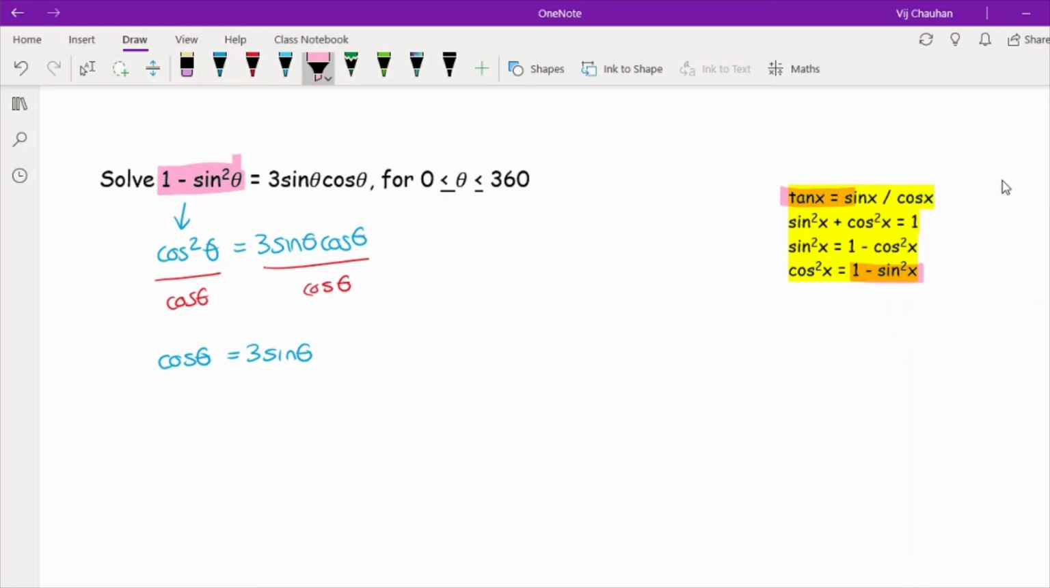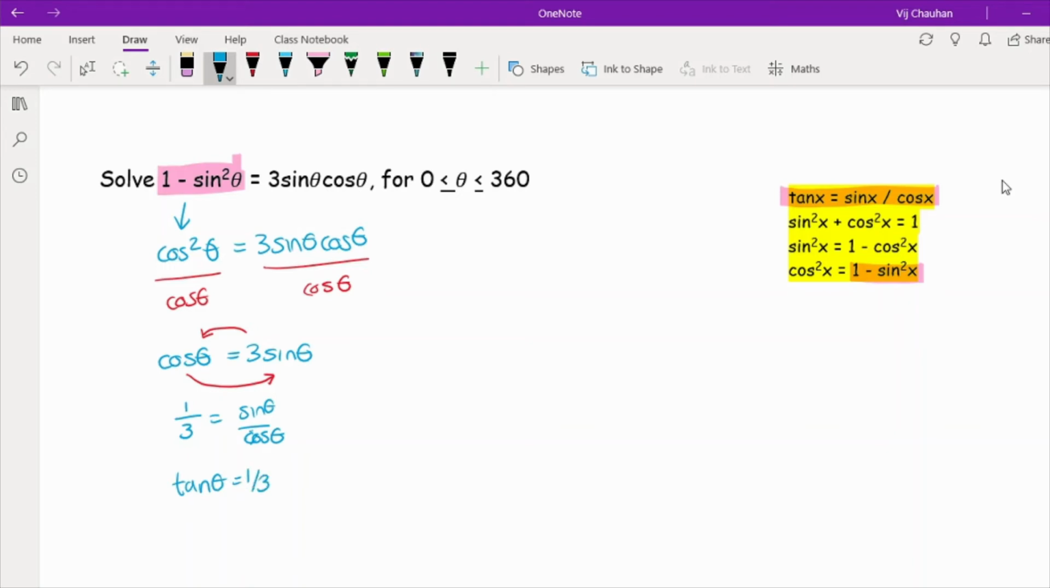So what I now want to do is use that top identity of tan x equals sine x over cos x. From that, I'm going to take the cos theta over to the other side and take the 3 over to the left hand side, and what that will look like is a third equals sine theta over cos theta. Swapping those around and simplifying, that means I get tan theta equals a third.